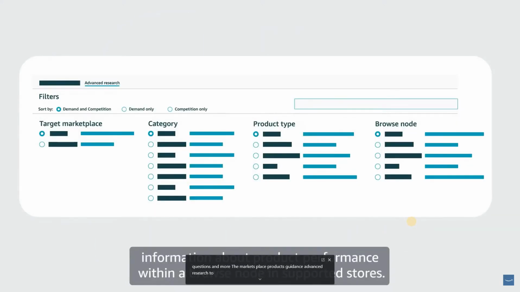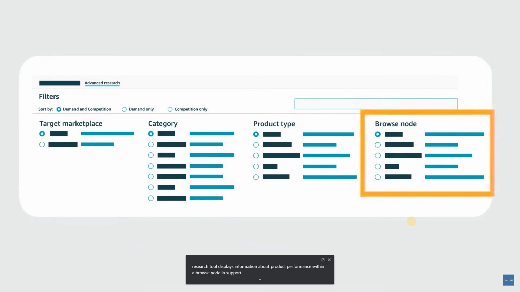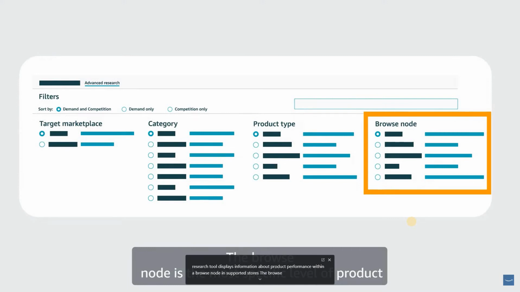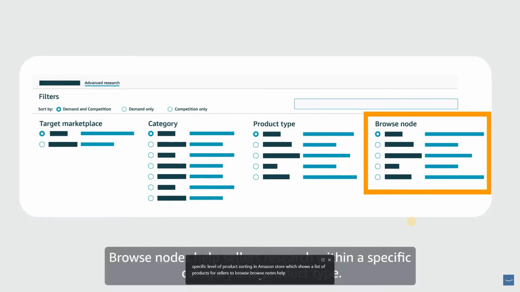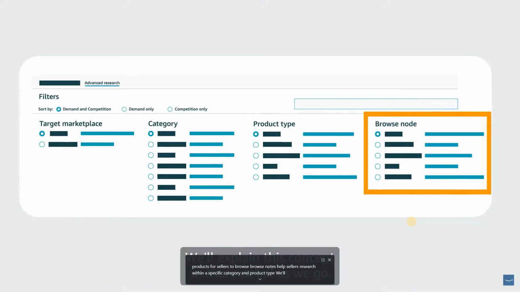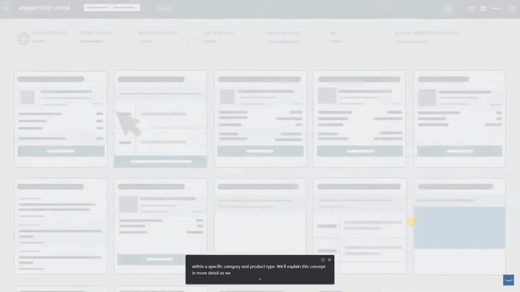The Marketplace Products Guidance Advanced Research tool displays information about product performance within a browse node in supported stores. The browse node is the most specific level of product sorting in the Amazon store, which shows a list of products for sellers to browse. Browse nodes help sellers research within a specific category and product type. We'll explain this concept in more detail as we go.